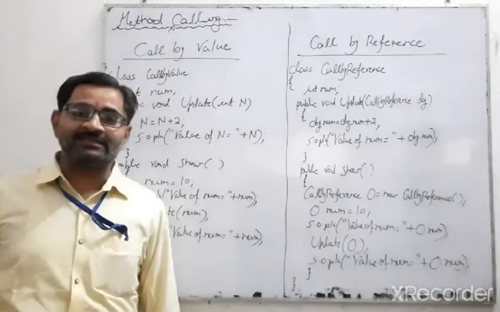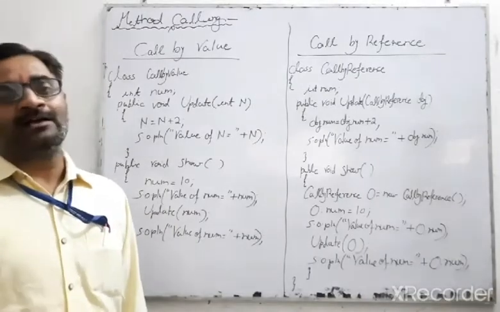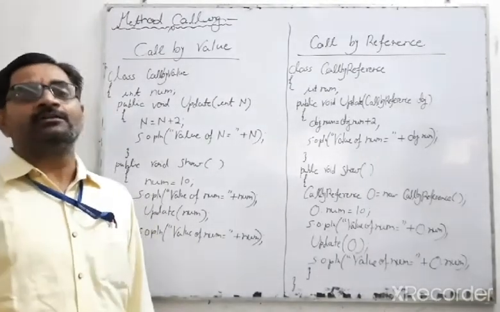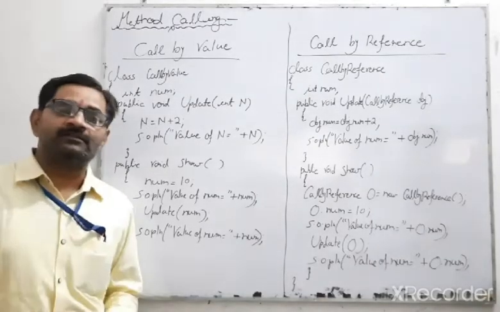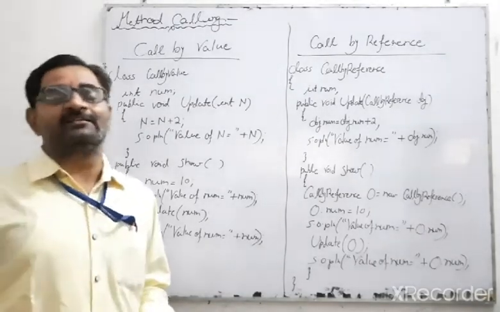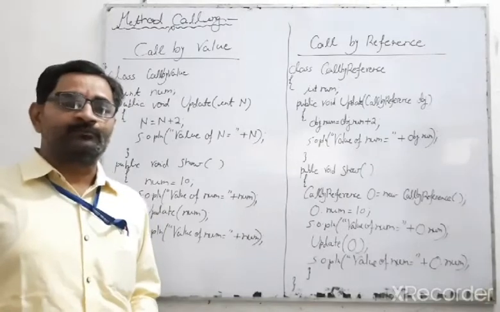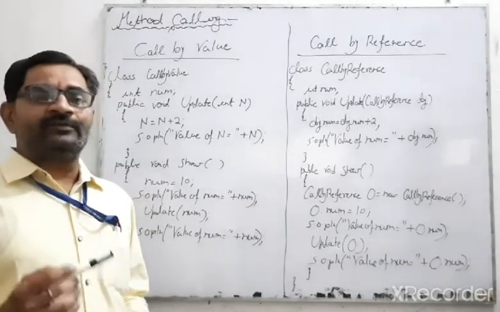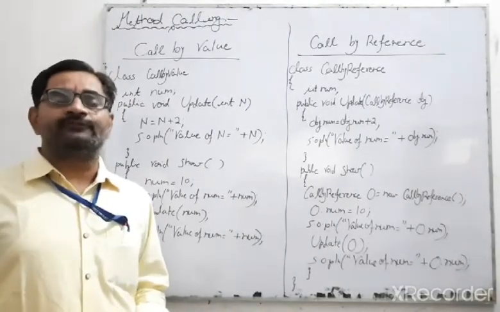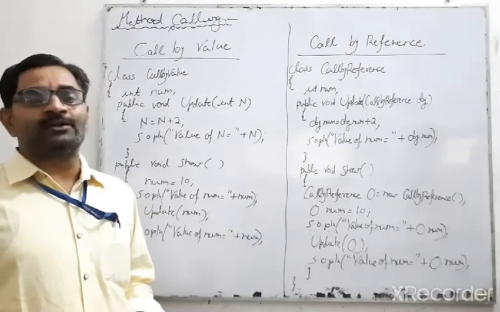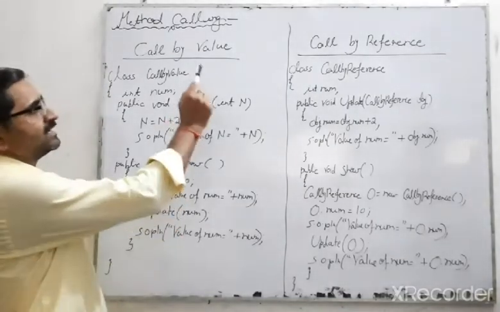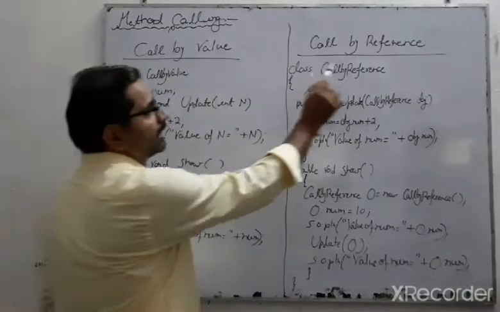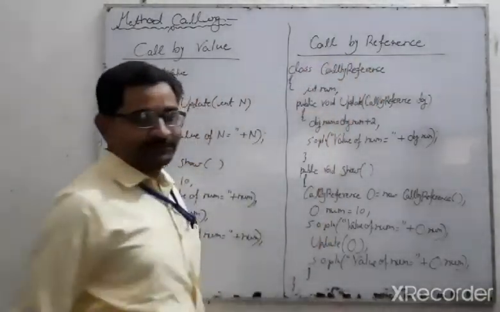What are the ways to call a method? How can we call a method? These questions arise when you design a program using methods. When we talk about the calling of a method, there are two ways to call a method. As you can see, call by value and call by reference.